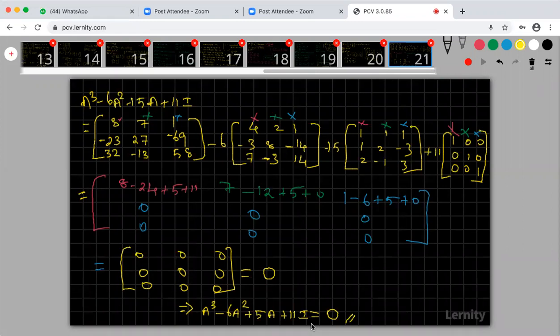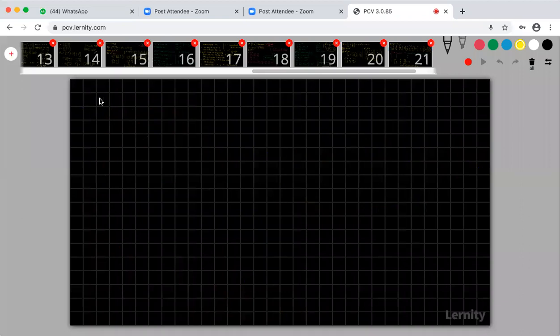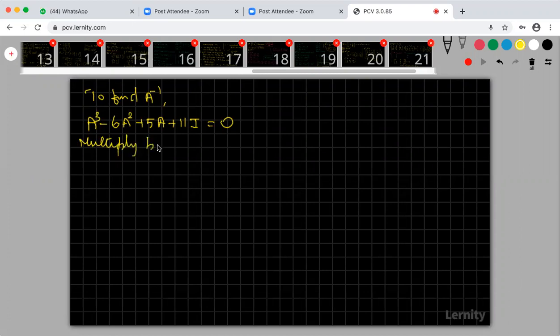Okay, so come to the next slide. We will discuss finding A inverse. To find A inverse, what is known to us? A cube minus 6A square plus 5A plus 11I equals the 0 matrix. So multiply by A inverse on both sides.